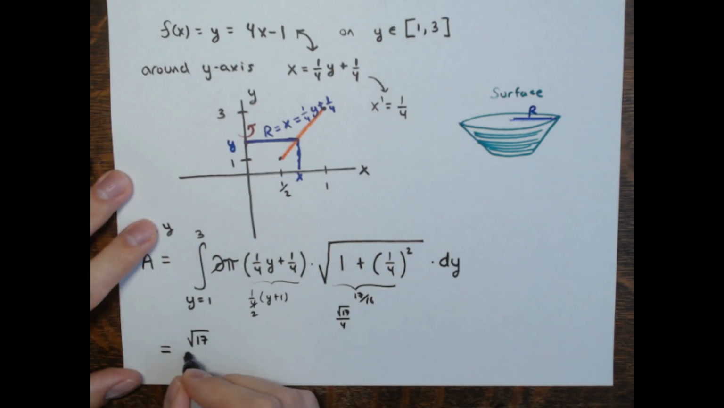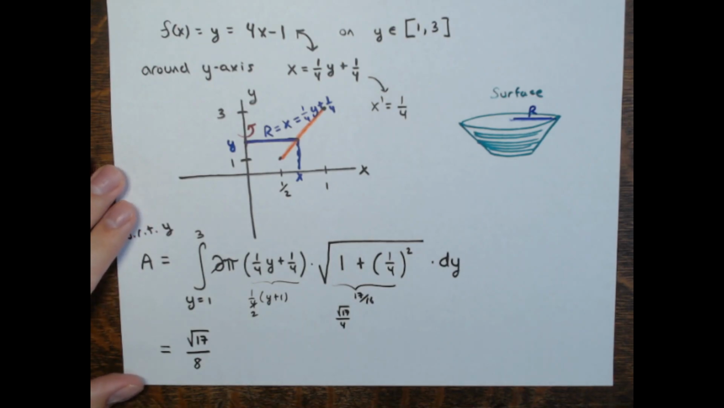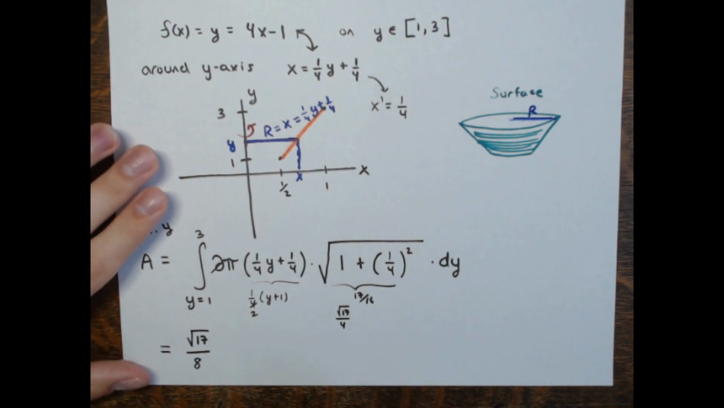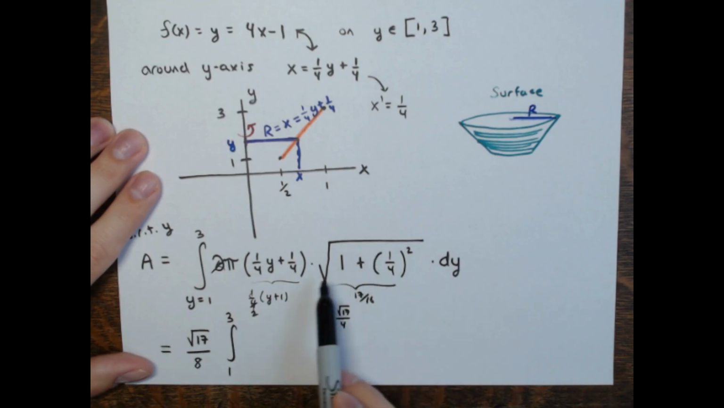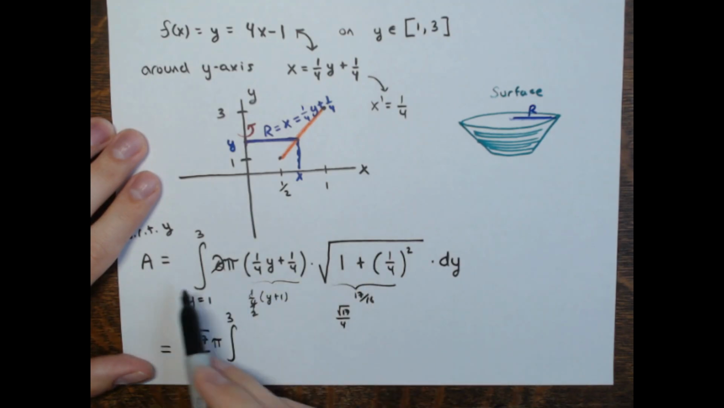Oh, yeah, sorry. I said I'd set up both integrals and see which one we like better. Well, I'm just doing this one. I'll set up the other one too. Why not? So we've got the square root of 17 over 8 times the integral from y equals 1 to 3. When I remove all this junk, the half, the 2, the square root of 17 over 4, I'm left with pi. I'll pull pi out as well as a constant. What I'm left with is just y plus 1. That is all, just y plus 1.